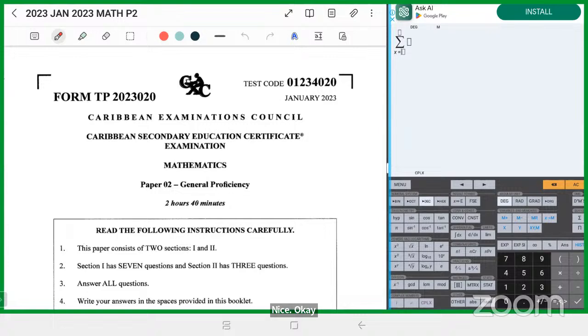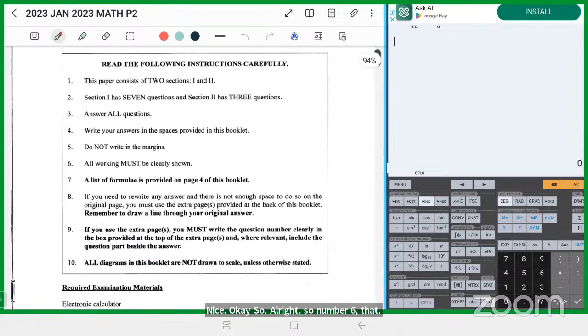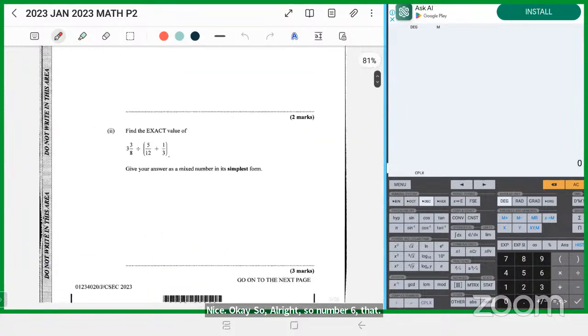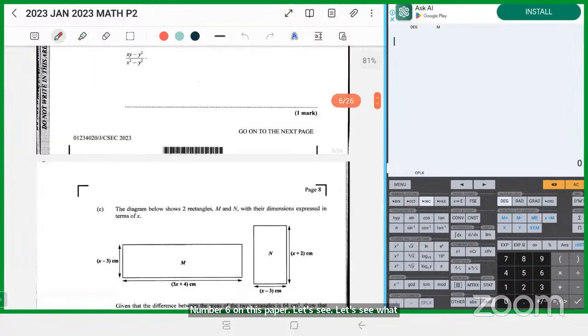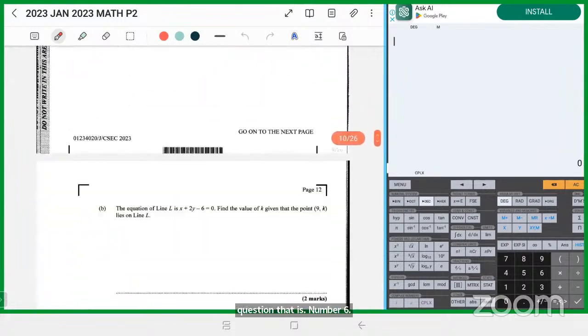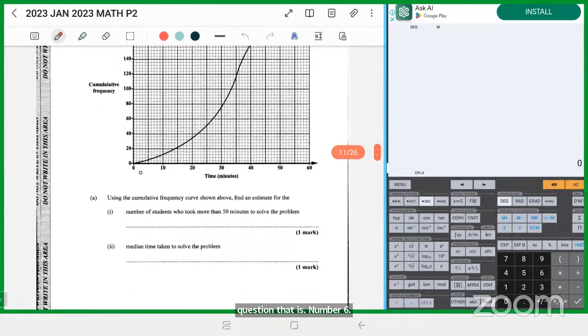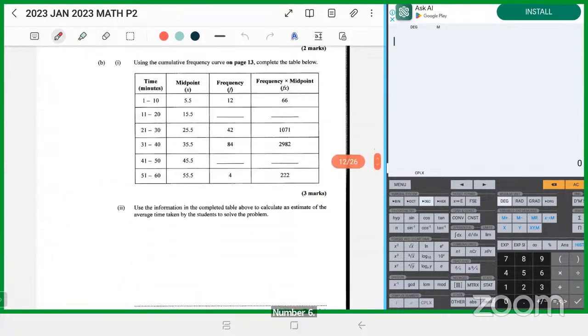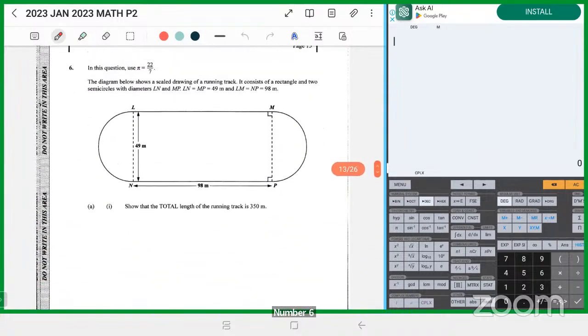All right, so number 6, right? Number 6 on this paper. Let's see what question that is. Number 6. Oh, this one.